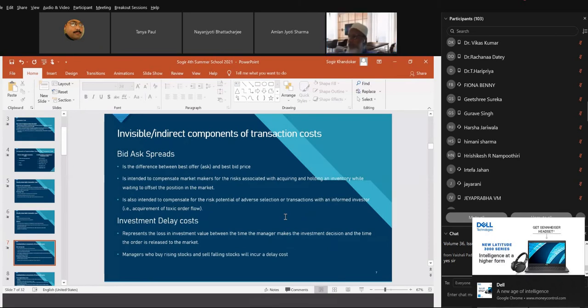Then we have the bid-ask spread. Bid-ask spread is the difference between the best offer and best bid price. It is charged with the intention to compensate the market maker for the risk associated with acquiring and holding an inventory while waiting to offset the position in the market.